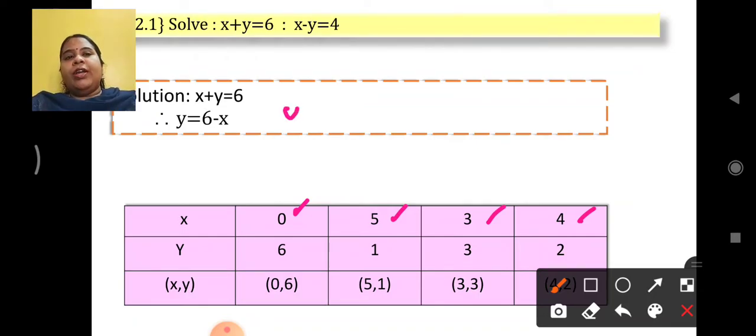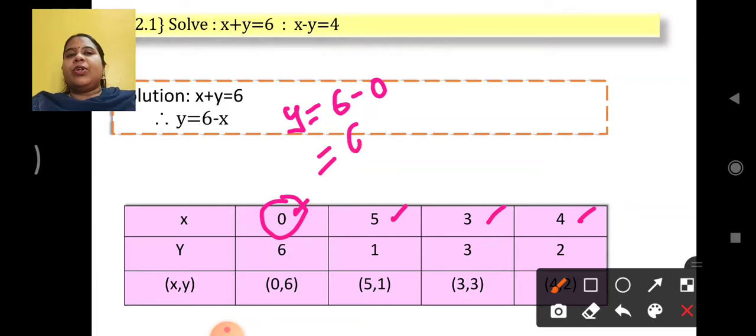So what will be y? The first value y is 6 minus, first value I have taken as 0. So 6 minus 0, that is equal to 6. See here, y is 6. So writing in ordered pair, it will be x comma y, so 0 comma 6. This is my first value of the table.